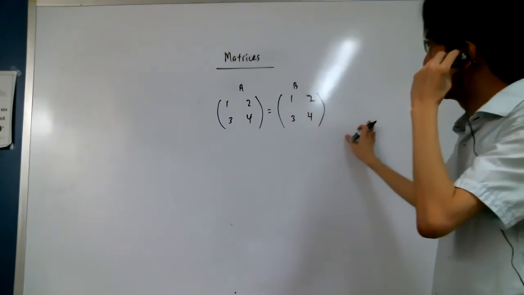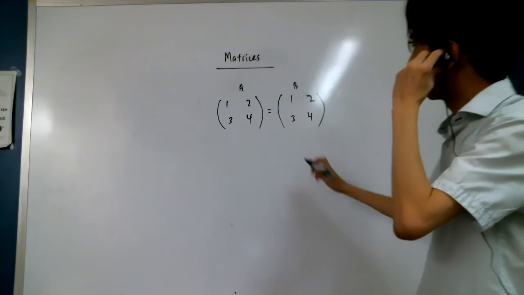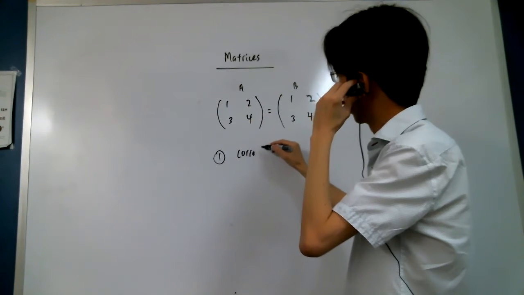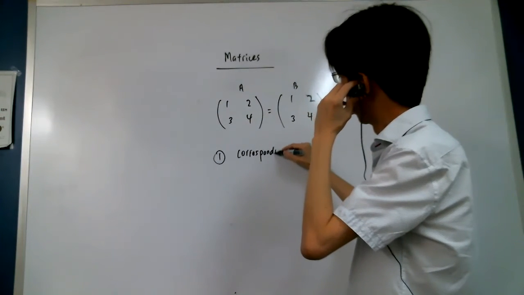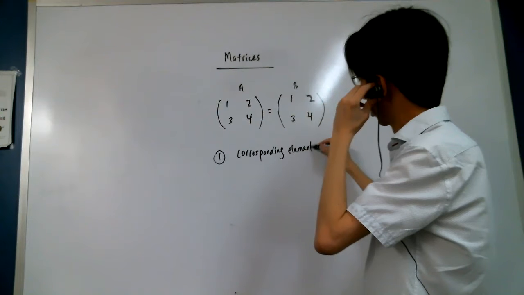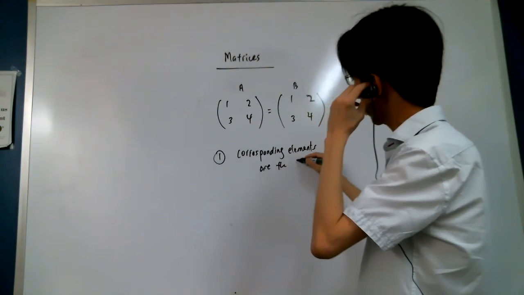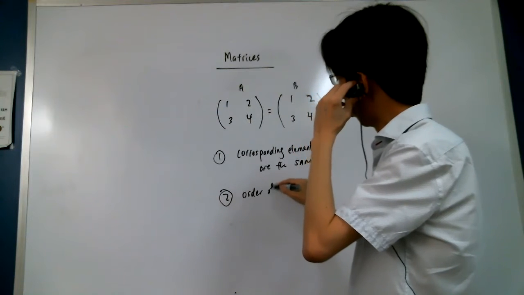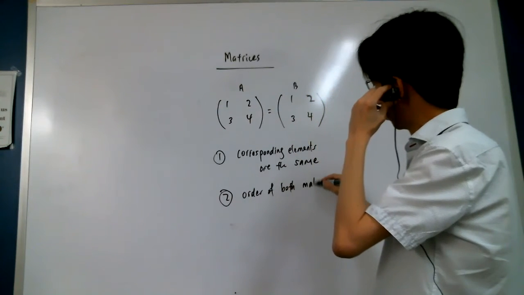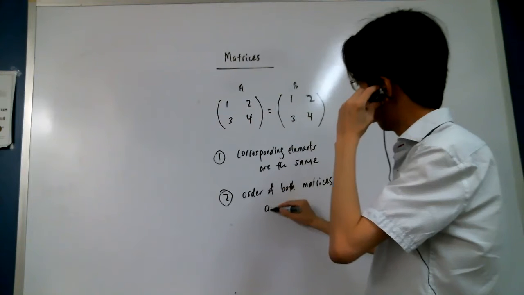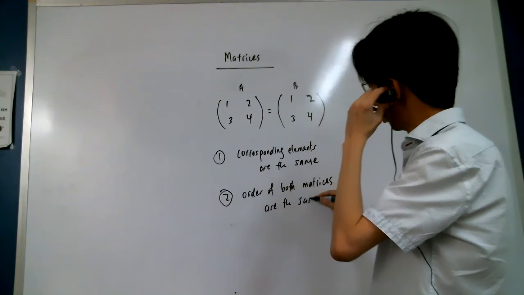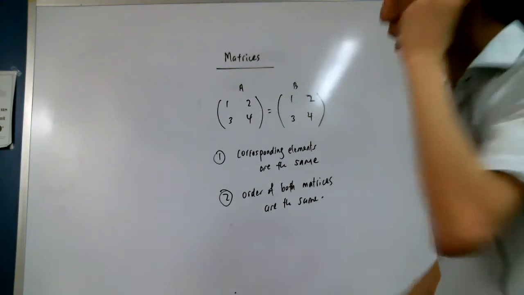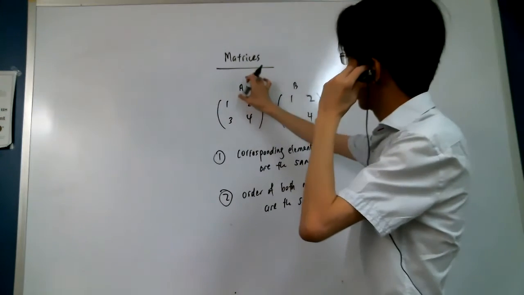If you take a look at these two matrices, the reason why they are equal is because first thing, you must make sure that the corresponding elements are the same. Then the second thing is you have to make sure that the order of both matrices are also the same. So after making sure that the order and the corresponding elements are equal, we can conclude that matrix A is equal to matrix B.